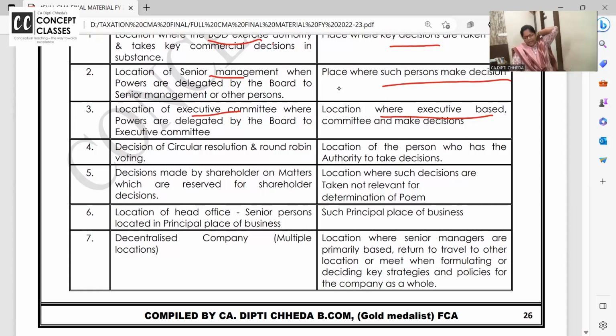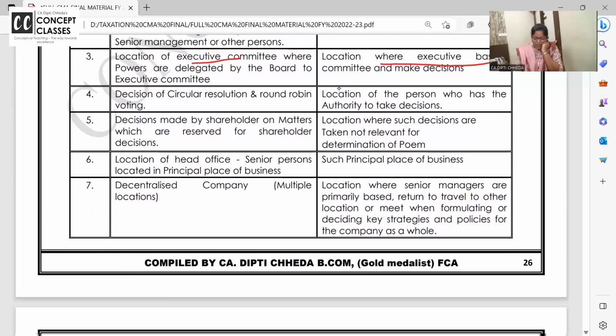If they do it online, then decisions made by shareholders on matters which are reserved for shareholders. Few resolutions and all are passed by shareholders. Then the location where the decision is taken is not relevant for determination of the POEM. So if it is some decision by shareholders, it doesn't matter, because the management of the company is done by the company.